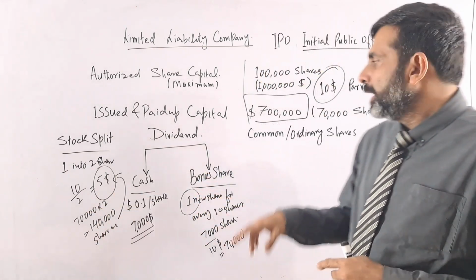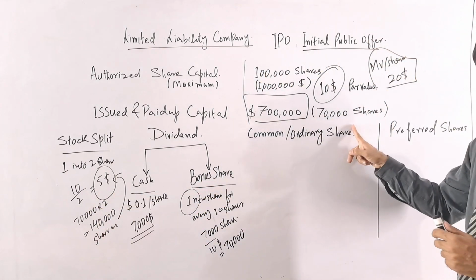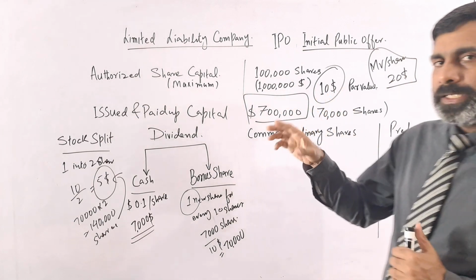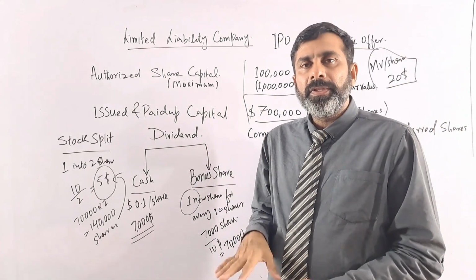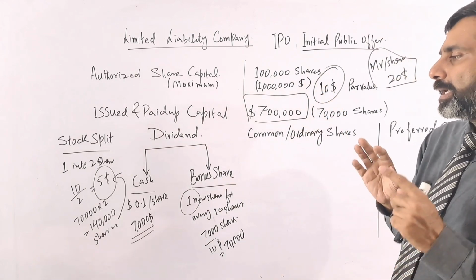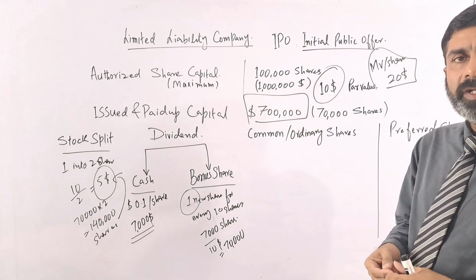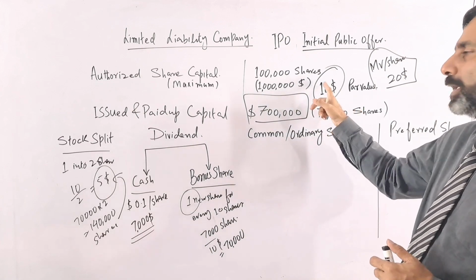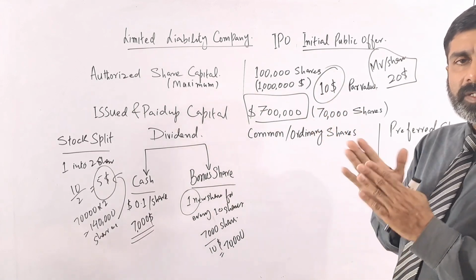So in that case, the number of shares will increase. Then the shareholders will be the same, the total share capital will be the same. Only what will happen, the company has a greater number of shares and the par value per share will also change. So it is splitting.